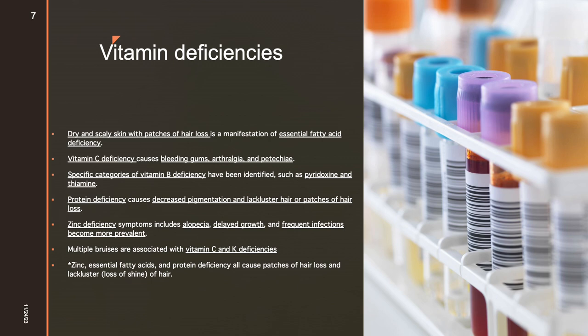So know all of these. I would just get note cards and put dry and scaly patches of hair loss, essential fatty acids, right? Zinc, patches of hair loss. If you see things like patches of hair loss, which I see 3 times on this slide, I would write protein, zinc, and fatty acids deficiency, patches of hair loss, and put it off to the side and memorize it. All right, I've talked enough about the slide. Next one.